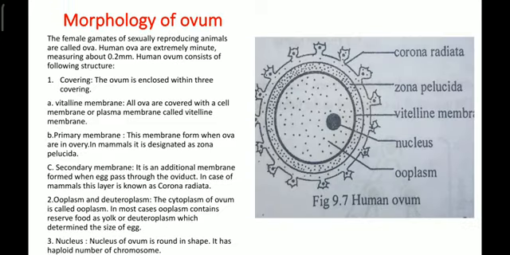clearly. Now the morphology of the ovum. The female gametes of sexually reproducing animals are called ova. Human ova are extremely minute, measuring about 0.2 mm. The human ovum consists of the following structures. Covering: the ovum is enclosed with 3 coverings. Vitelline membrane: all ova are covered with the cell membrane or plasma membrane called the vitelline membrane. Primary membrane: this membrane is formed when ova are in the ovary. In mammals, it is designated as zona pellucida.